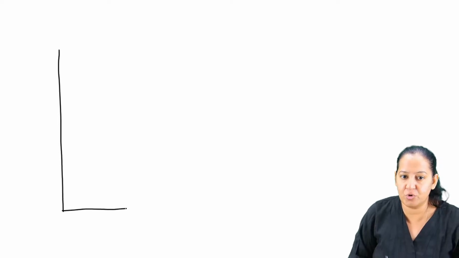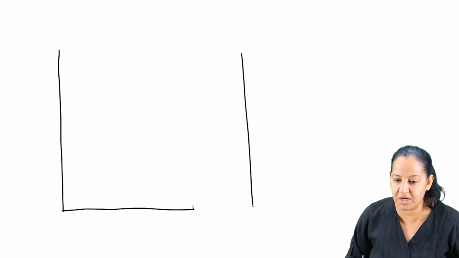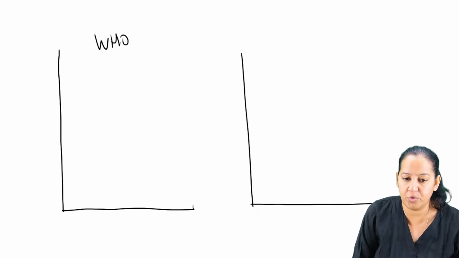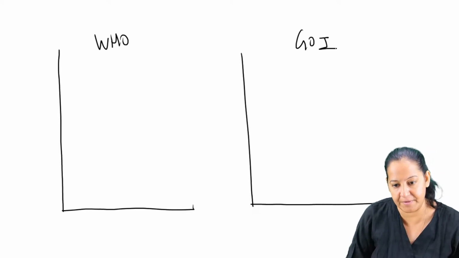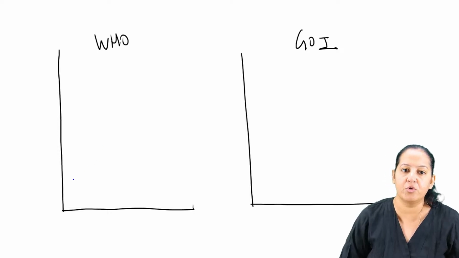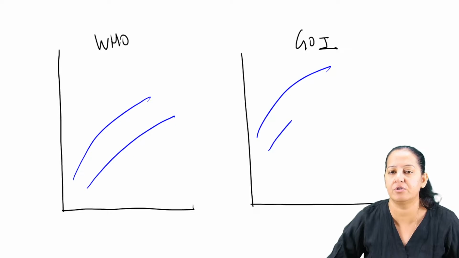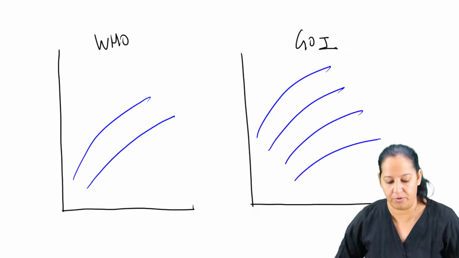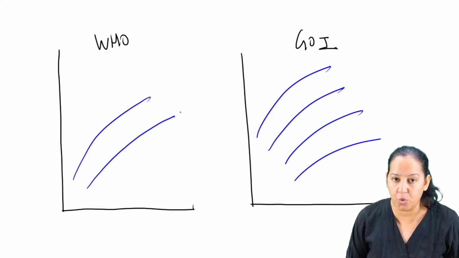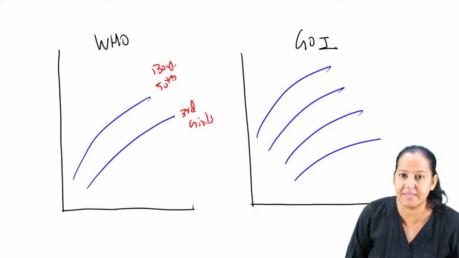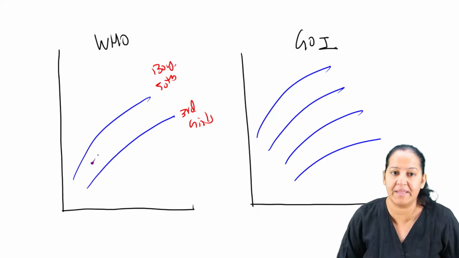Let me compare the two growth charts. This is the WHO growth chart we are drawing here, and this is the growth chart recommended by Government of India. Here we will draw only 2 lines, and here we will draw 4 lines: 1, 2, 3, 4. Let me write down the reference. Here the lower is the 3rd percentile for girls, and upper is the 50th percentile for the boys. You can see, the growth of the child should be between these.